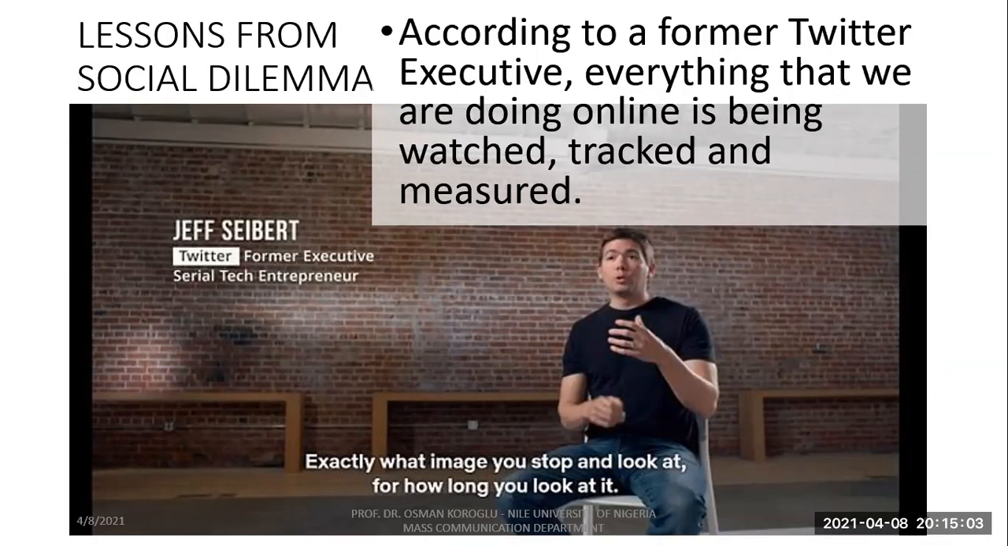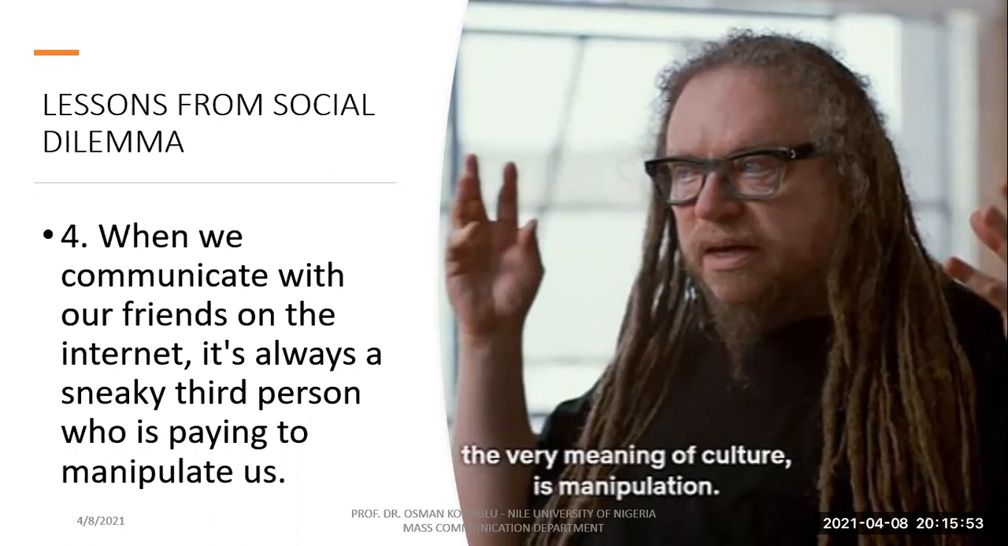When we continue to listen to these people throughout the Social Dilemma documentary, we learn that the social media companies watch, track, and measure everything we are doing when we are using those platforms. Even the image that we stop and look at, and how many seconds or milliseconds we looked at that image. They always measure, track, and watch every detail of every user's behavior. And we are not alone with our friends. There's always this sneaky third person who's paying to manipulate us.